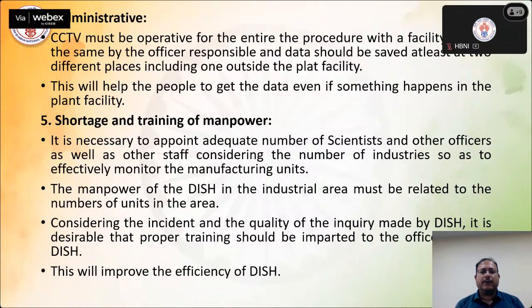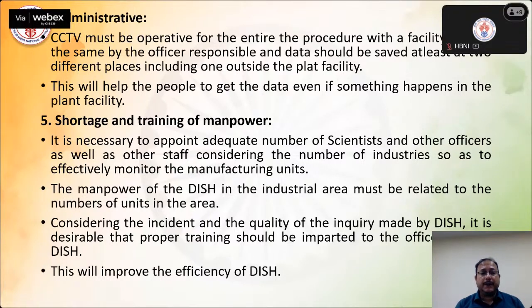Fifth, shortage and training of manpower. It is necessary to appoint an adequate number of scientists and other officers as well as staff, considering the number of industries, so as to effectively monitor the manufacturing units. Due to the crisis of adequately trained engineers, scientists and officials, it is very tough to monitor the manufacturing units handling hazardous chemicals. The manpower of the Department of Industrial Safety and Health in an industrial area must be related to the number of units in the area. It is not acceptable that one or two officers are monitoring all the manufacturing units in the entire vicinity of major accident hazard units. So this is much required.